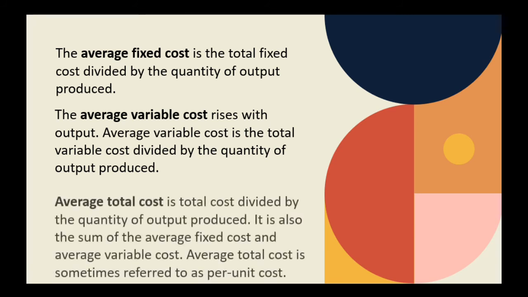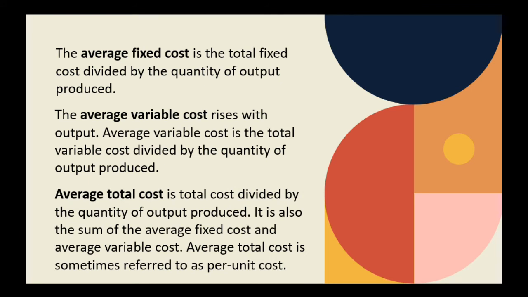While average total cost is the total cost divided by the quantity of output produced. It is also the sum of the average fixed cost and average variable cost. So average total cost is sometimes referred to as per unit cost. So let's proceed with marginal cost.